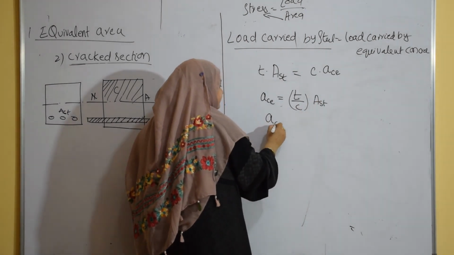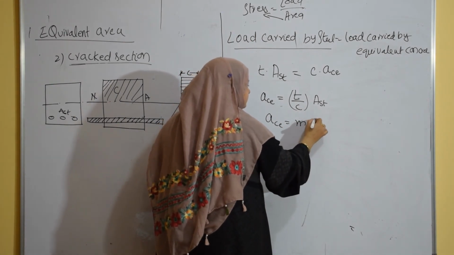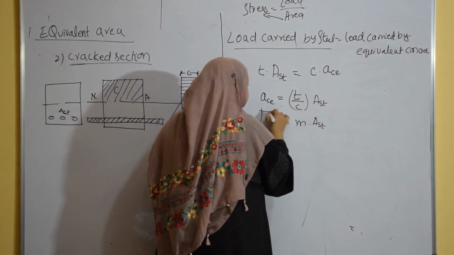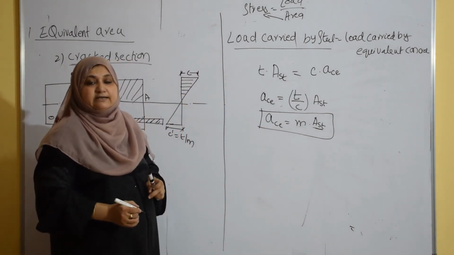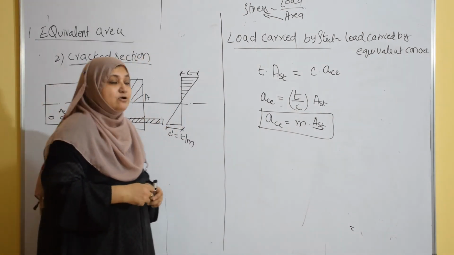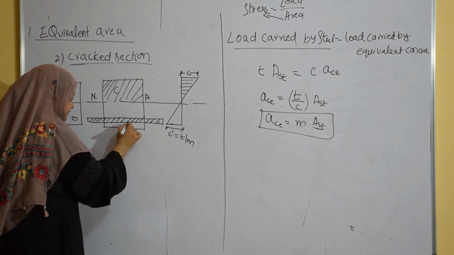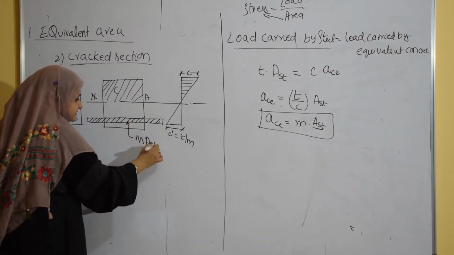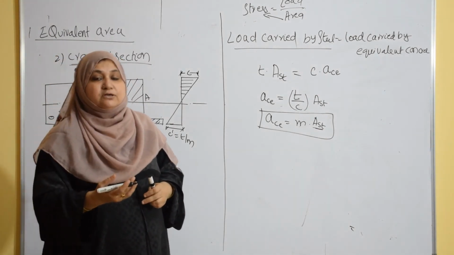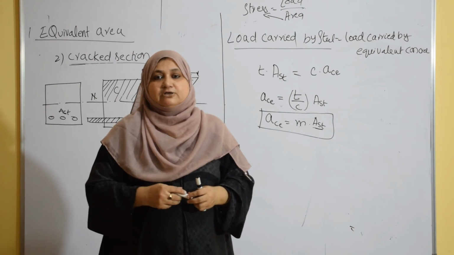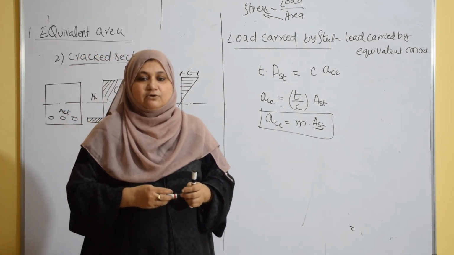From the earlier derivation, we know that T by C is the modular ratio. When you multiply the steel area with the modular ratio, it is converted into equivalent area of concrete. So that is M into AST. If the unknowns are more, then solving will become difficult. So what we do is convert the steel area into equivalent area of concrete and solve it.